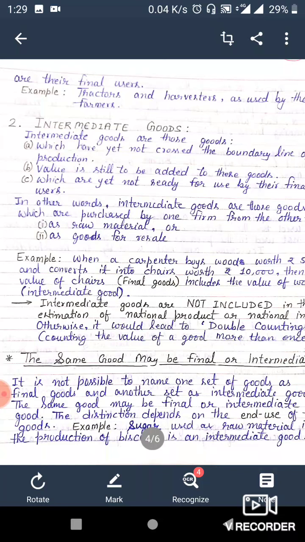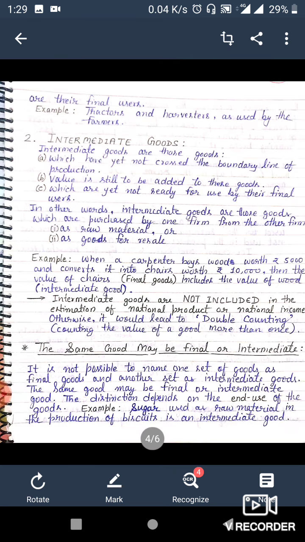What are intermediate goods? As I have given the example, we have learned that wood is working as an intermediate good because it is being used to make a final good. So what are intermediate goods? Intermediate goods are those goods which have not crossed the boundary line of production. Value is still to be added to these goods, as we have seen in the example.